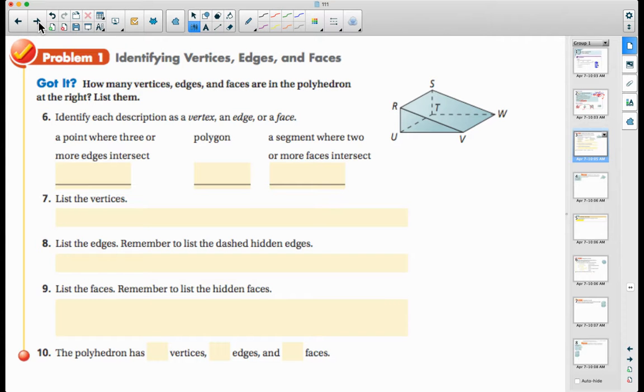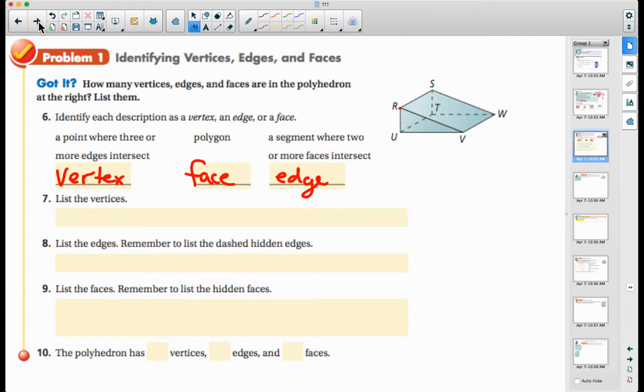Identify vertices, edges, and faces. How many vertices, edges, and faces are in the polyhedron at the right, and list them. Identify each description as a vertex, an edge, or a face. A point where 3 or more edges intersect, we call that a vertex. A polygon, those are the faces, and a segment where 2 or more faces intersect, we call that an edge.